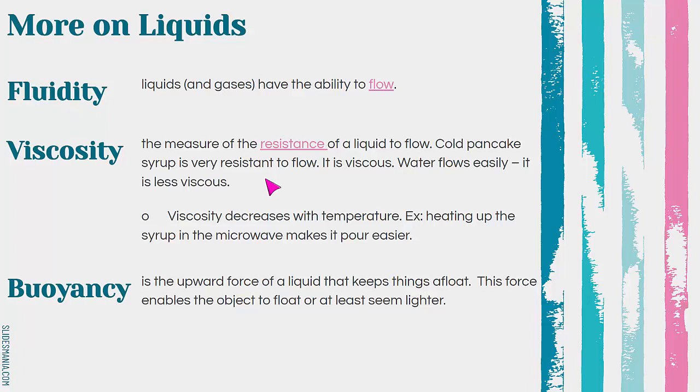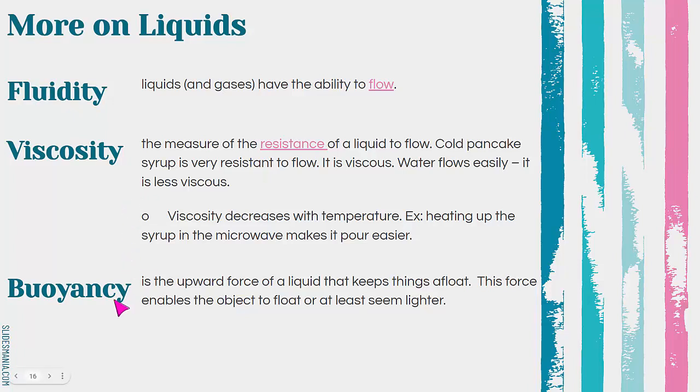Now, viscosity decreases with temperature. If you heat up the syrup in the microwave, it will pour easier. If you heat up shampoo, it will be more liquidy, it'll pour easier. So temperature can affect viscosity.